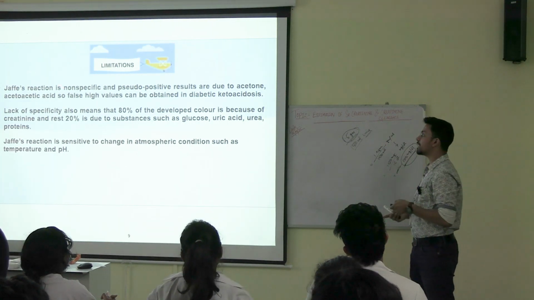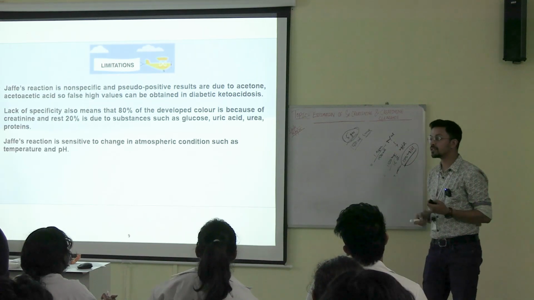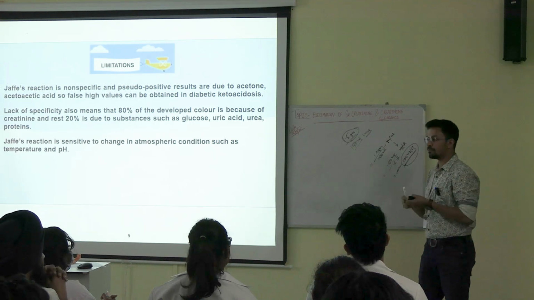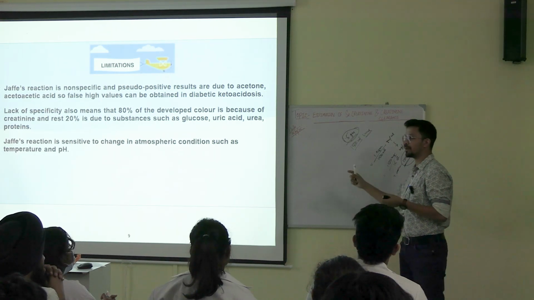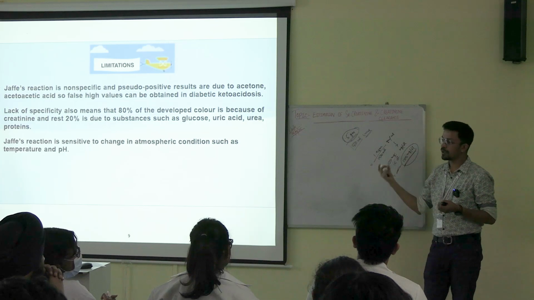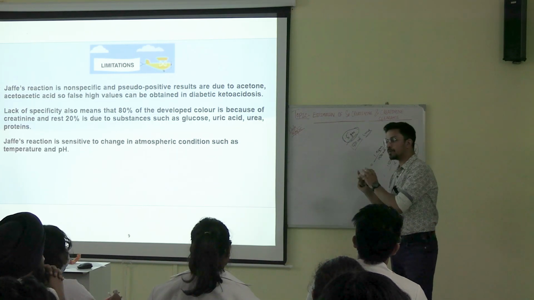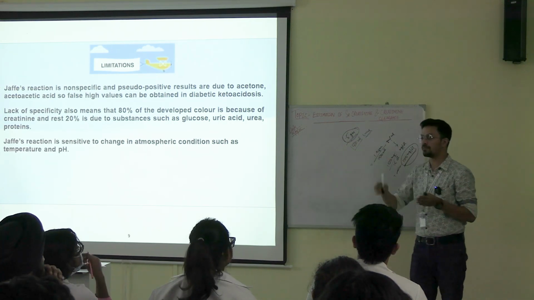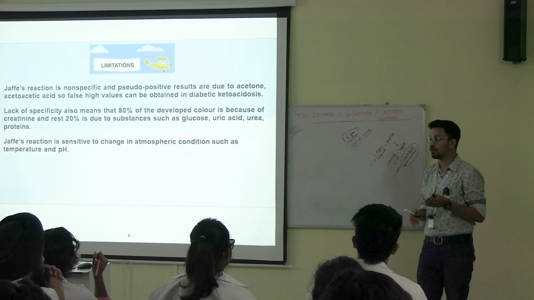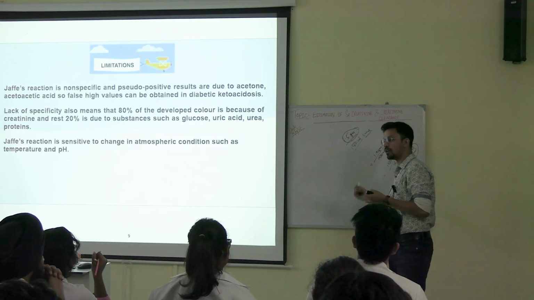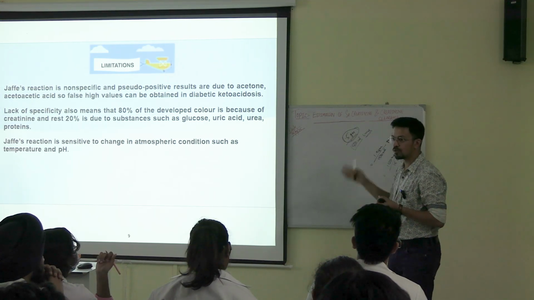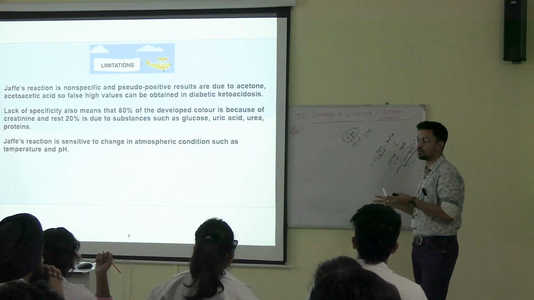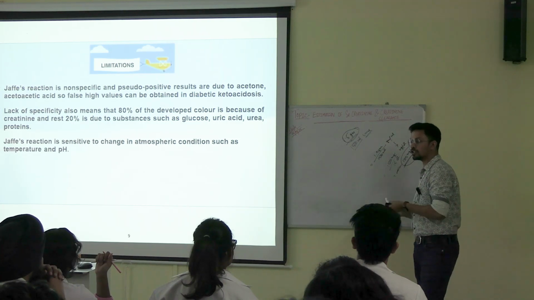Second thing is lack of specificity. Lack of specificity means, let's take a patient's blood sample, we are putting it with the picric acid and we are seeing the color change. Whatever color change is happening, 80% of it is because of the creatinine and the rest of the 20% is because of some other substances that are also present in the blood. What can be the other substances? That can be protein, urea, ascorbic acid, glucose, all of these things. This can give you the rest of the 20% of the color compound. So this is also becoming non-specific.